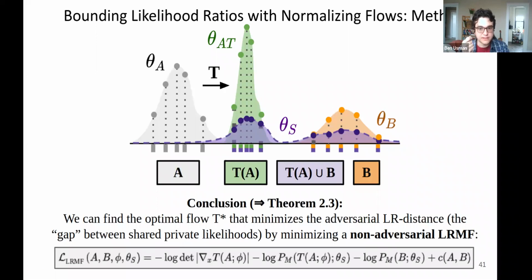Which leads us to the main contribution made in this paper, showing that we can minimize the adversarial likelihood ratio distance, the adversarial objective that I defined before, the distance between those heights of those curves, by minimizing a non-adversarial LRMF objective that I show below.